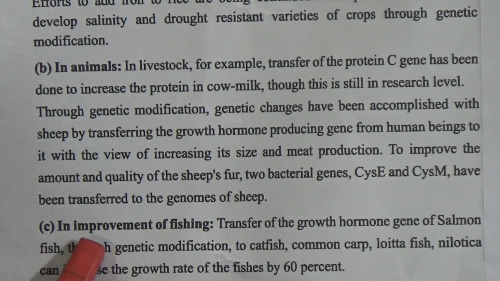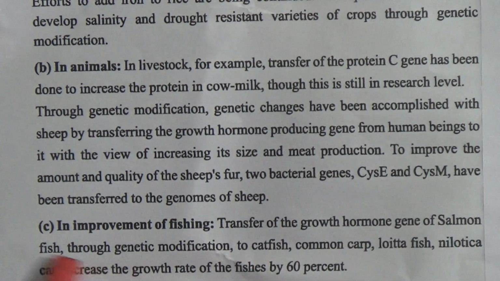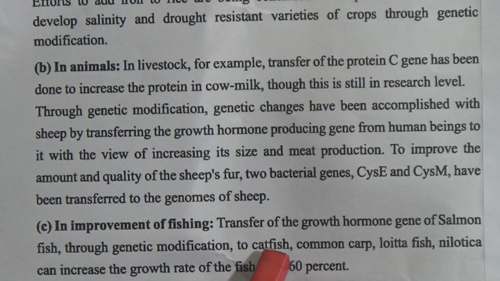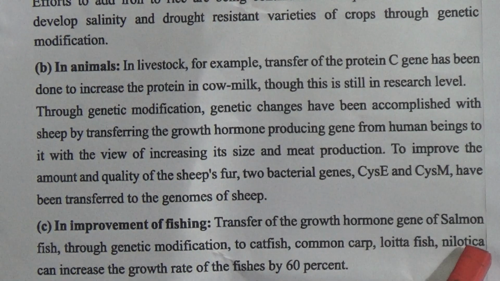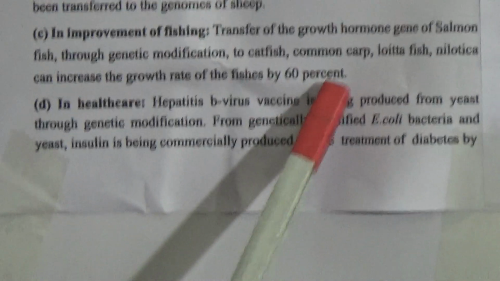Now come to the improvement of fishing. Transfer of the growth hormone gene of salmon fish through genetic modification to catfish, common carp, and Nile tilapia can increase the growth rate of the fishes by 60%.